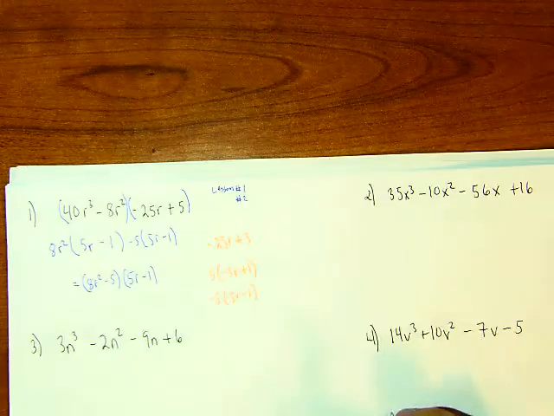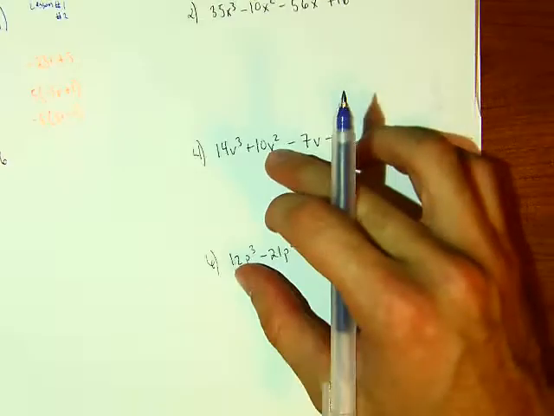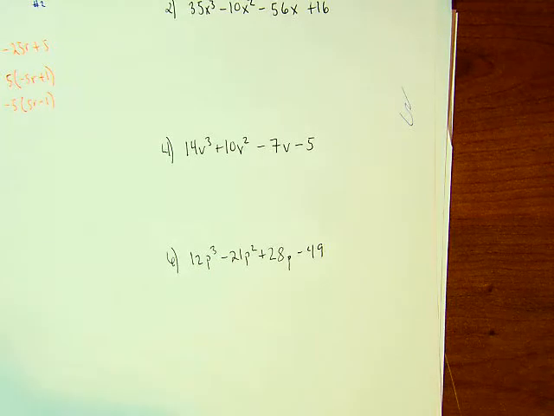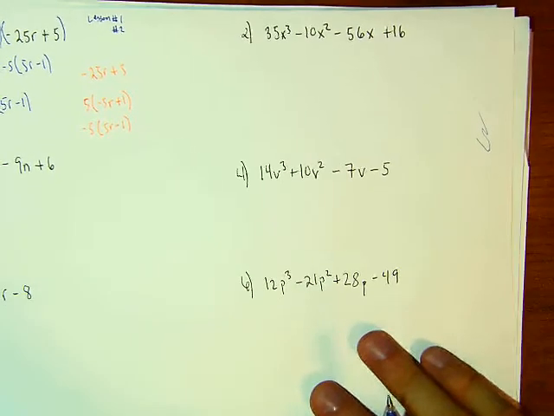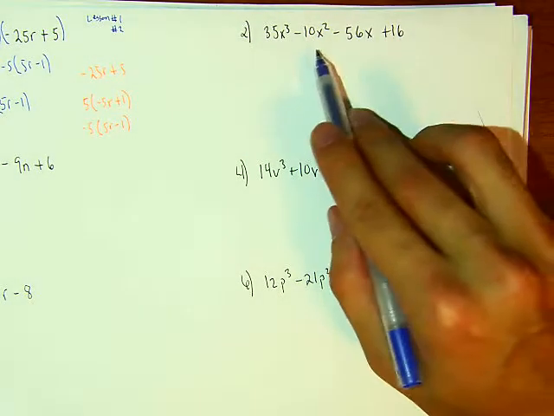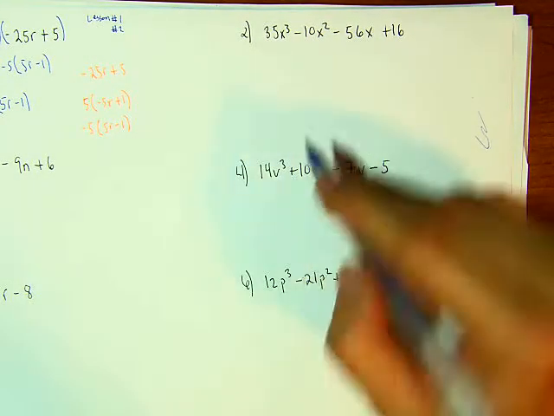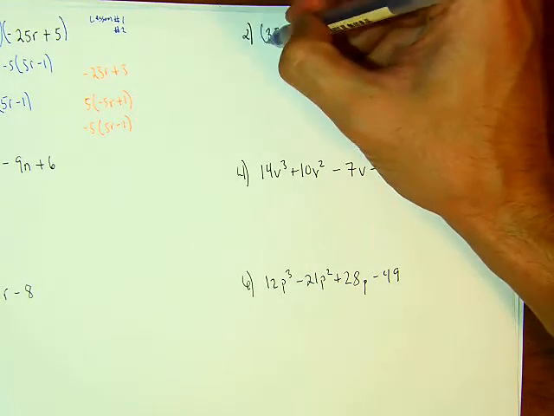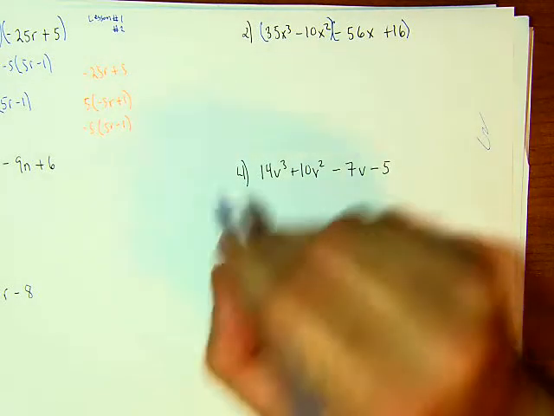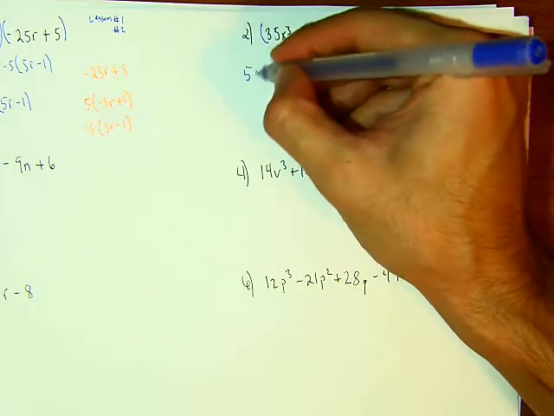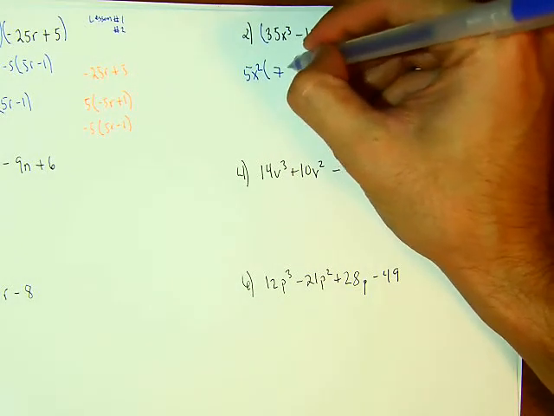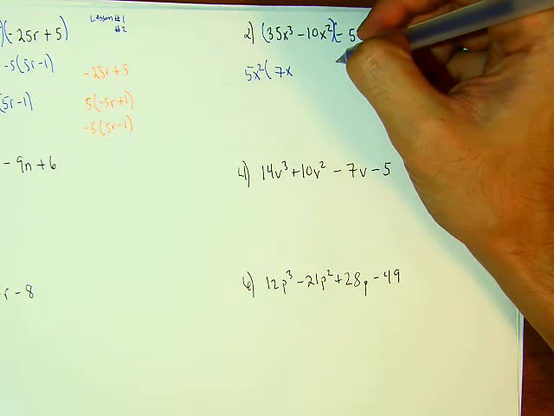All right. Let's try and do question number 2. Over here. All right. Let me shift this a little bit. The zoom. Okay, good. So what do we have? We have 35x cubed minus 10x squared minus 56x plus 16. So first things first, group the terms. Now find the GCF. The GCF of these 2 guys will be 5x squared. Okay. And when we factor out 5x squared, we should get 7x minus 2.